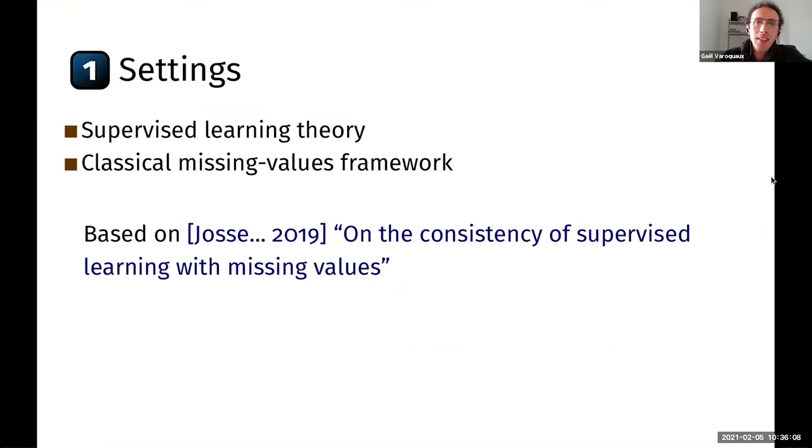So let me first discuss the settings, starting with the supervised learning theory, and then discussing the classical missing value framework. This is based on a long paper that we wrote, where we made the effort of stating in a consistent framework the main prior art in the two bodies of literature, both the supervised learning and the missing value framework.